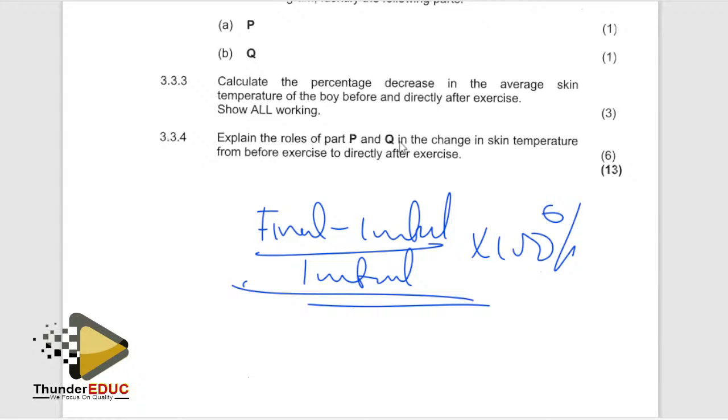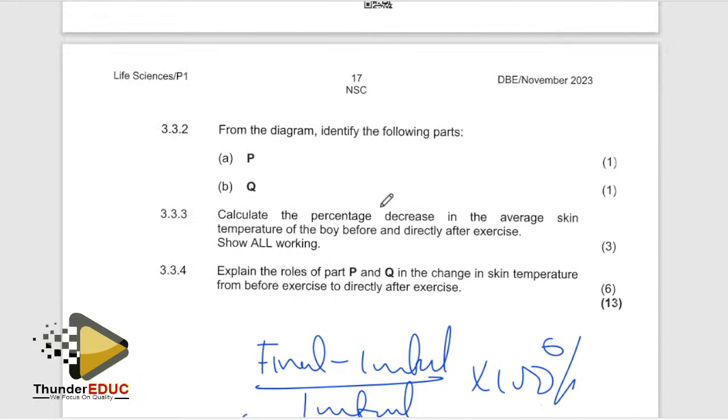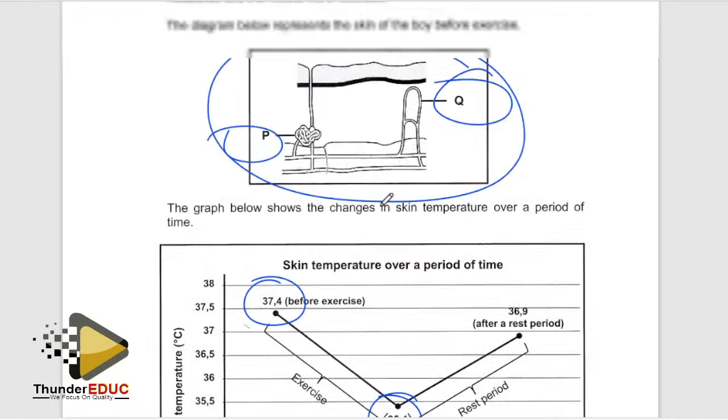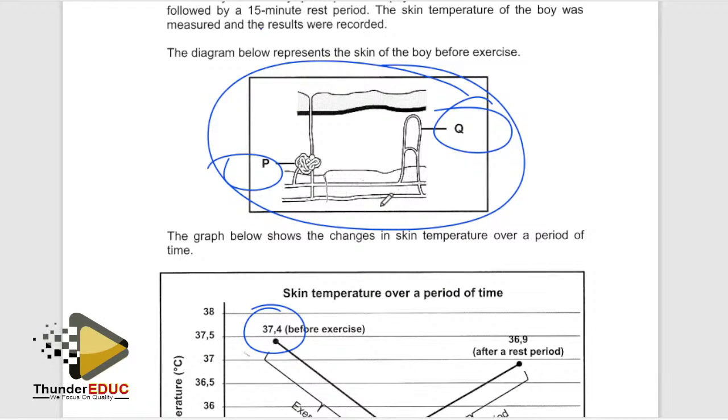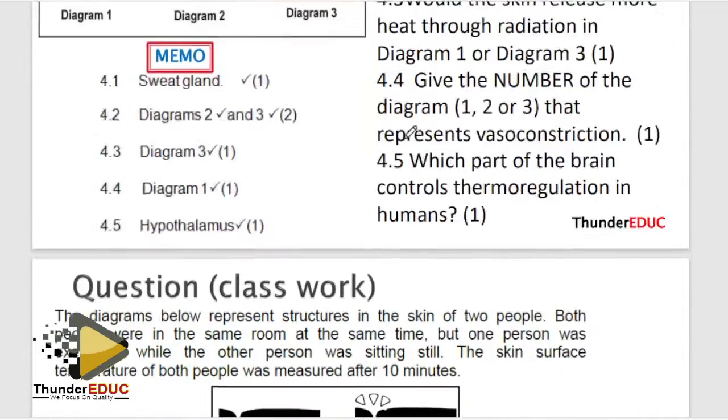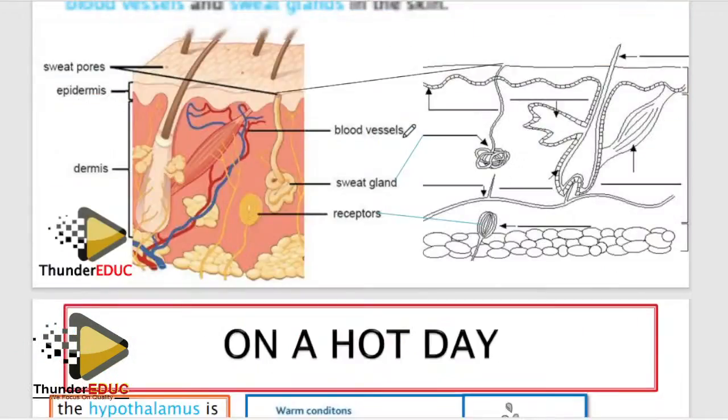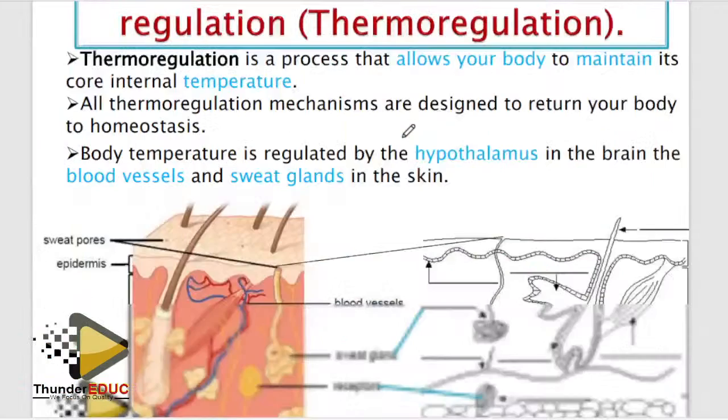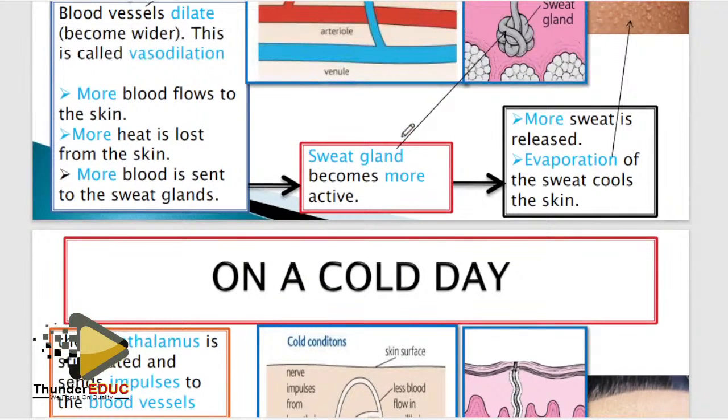Explain the role of P and Q in the change in the skin temperature before the exercise. So basically for P, what you need to talk about is, how does it work? P is a sweat gland. So the sweat gland becomes more active and produces more sweat. This leads to evaporation of the sweat, which leads to the cooling of the body. So basically you just explain thermal regulation, but only a specific point. And I told you when I was explaining this that you need to take note of this.